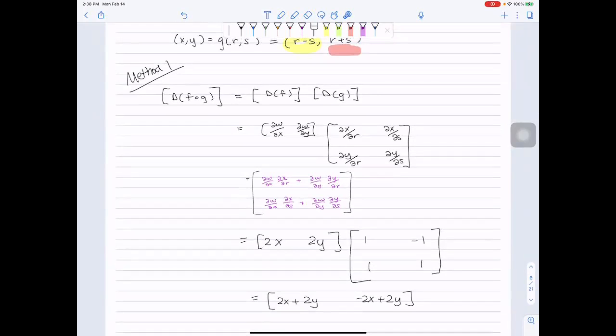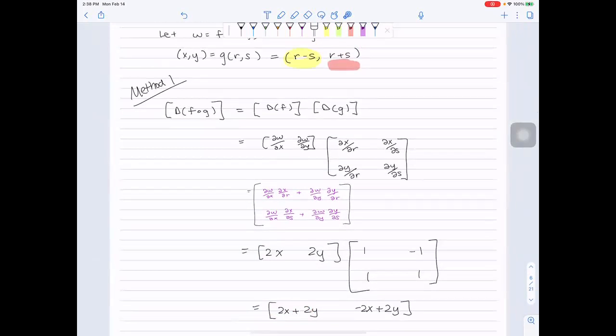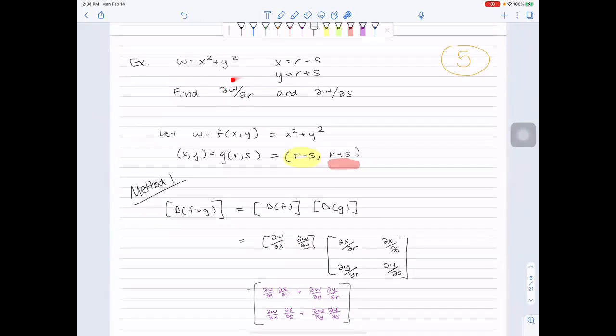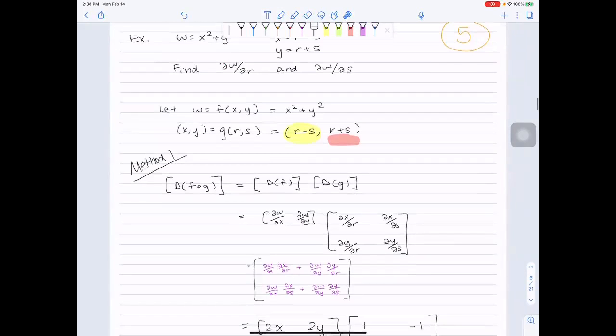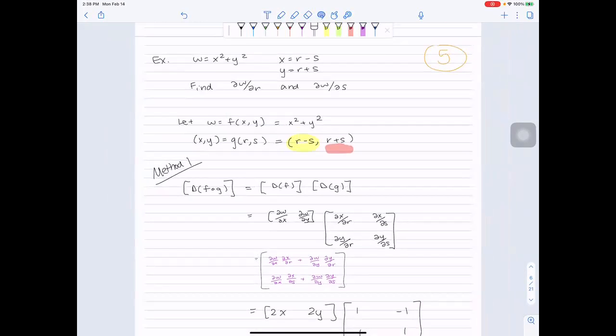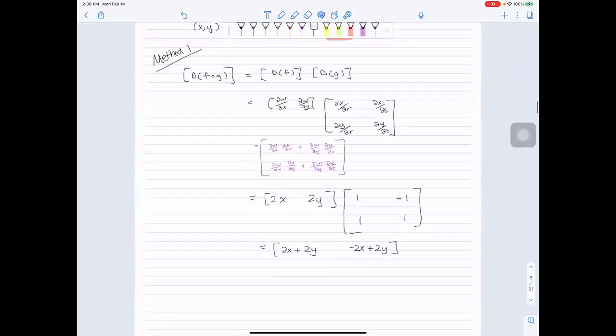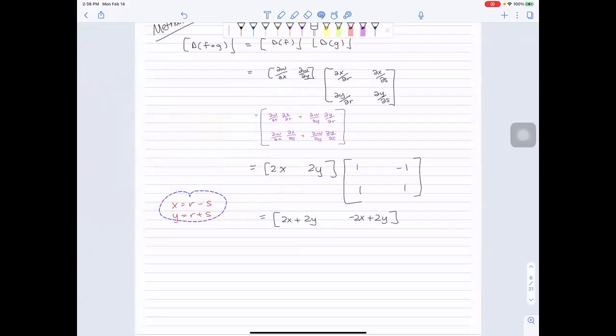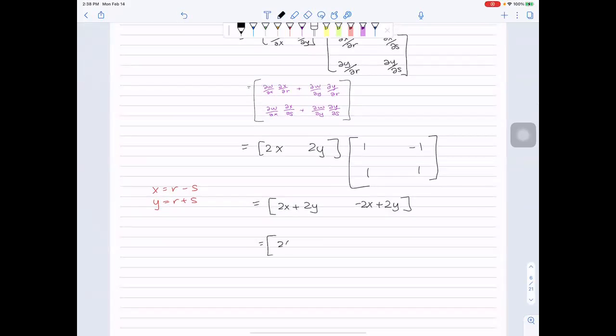So I don't want to stop there because our answer right now is in terms of x's and y's. But what was our original question? We wanted things in terms of r or s. So we have to take what were x and y. x was r minus s, so let's plug that in. r minus s plus 2, y was r plus s. That's our first term. Then over here, we do the same thing and we plug in what were x and y. And so if you simplify that, you get 4r and 4s.